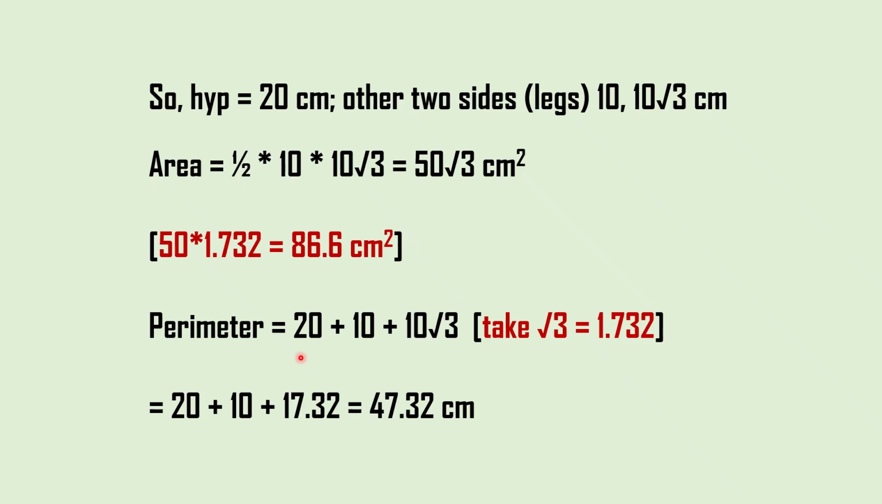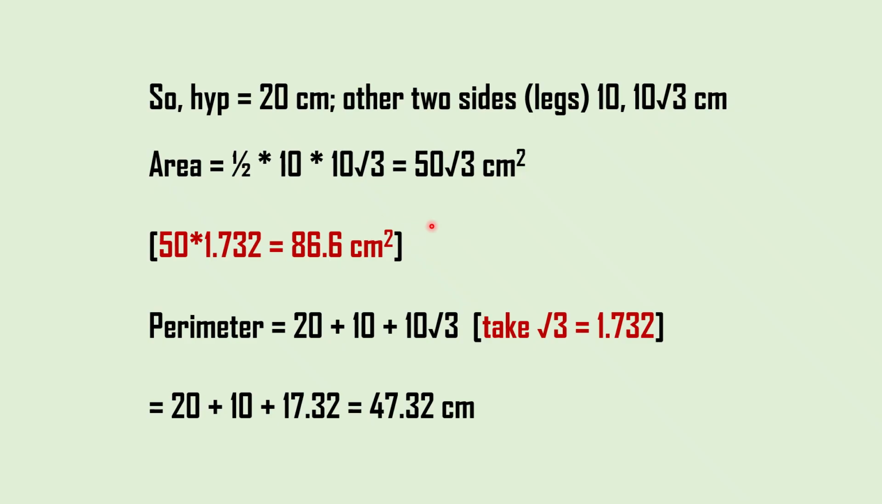So the perimeter is 47.32 centimeters, and the area, either you can keep it as 50 root 3 or you can put the value of root 3 and get 86.6 square centimeters. So that was the area and perimeter. See how easy it was.